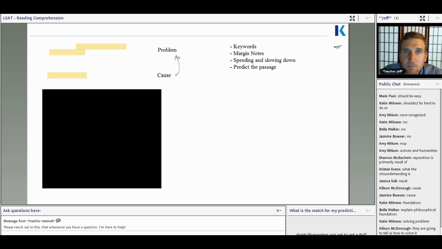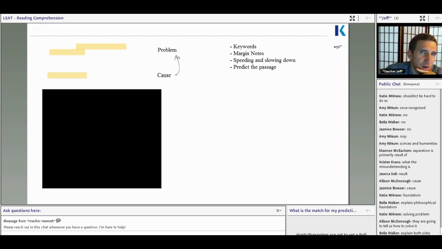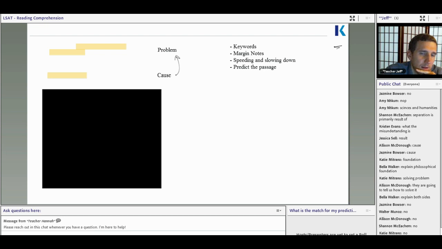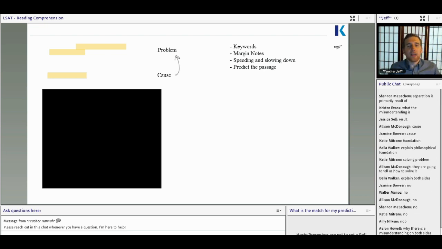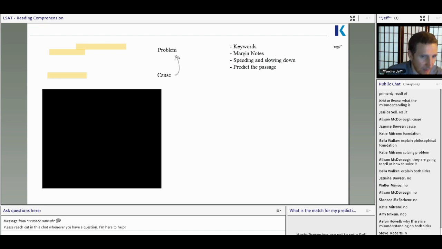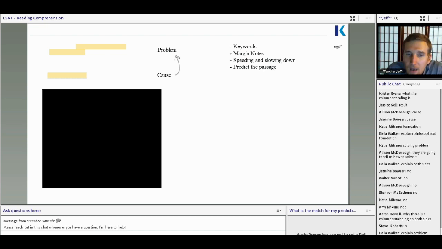Okay, the author's likely going to solve the problem, right? Do you think that's going to happen immediately? Do you think the very next paragraph is going to fix it? Probably not. I mean, it could, right? The author could be like, and here's how we fix it. But probably we're going to learn about why this misunderstanding exists in more depth, right? We're going to explain the problem in more depth, that type of thing. Explain both sides, as has also been brought up in chat.